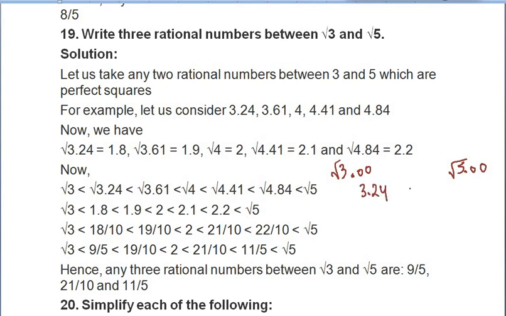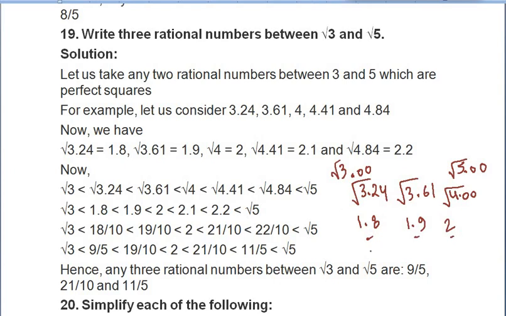3.24, 3.61 and 4.00, or you can say 4. So if I take the under root of these numbers, I will get the perfect numbers. 3.24 is the square of 1.8, 3.61 is the square of 1.9, 4 is the square of 2. So 1.8, 1.9 and 2 are the rational numbers.